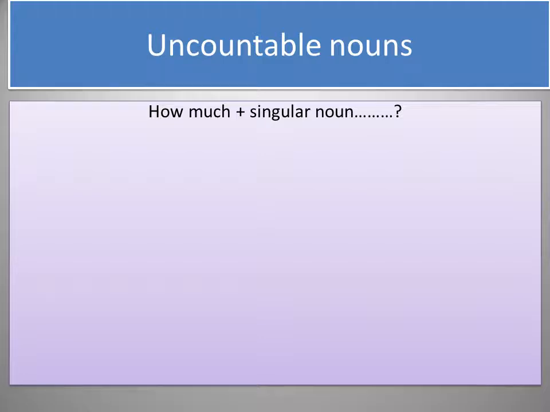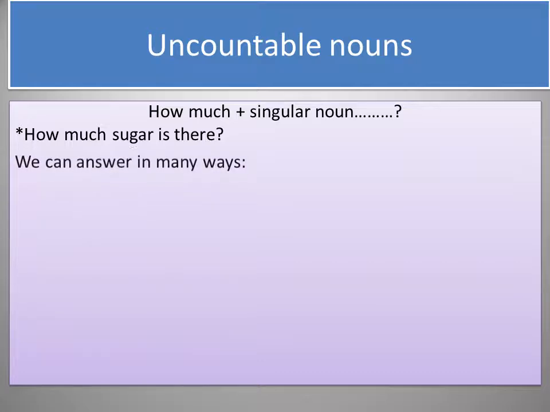For example, how much sugar is there? To answer this question, we have many ways. We can answer this question in many ways.